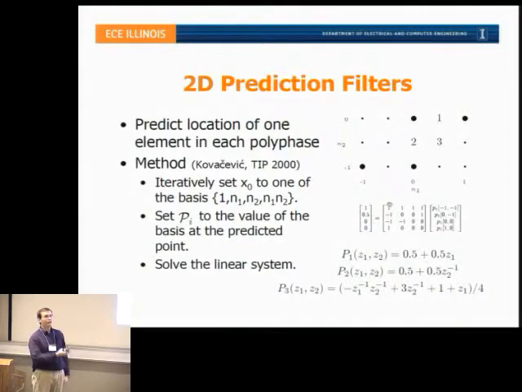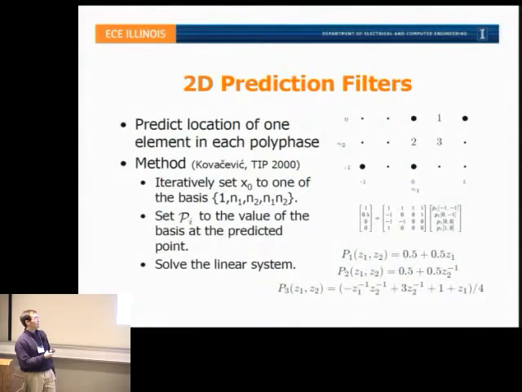Then you need to solve this linear system. And the solution you get is this P1 right here. In this case, it reduces down to a one-dimensional filter along the first dimension because the point 1 is exactly between those 2 samples. Well, that happens in this case. That doesn't happen in general.